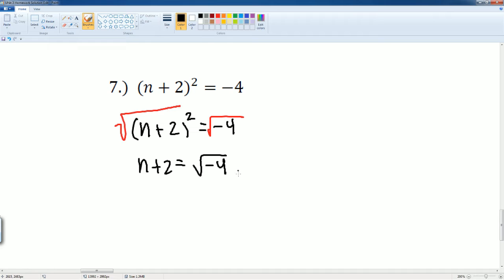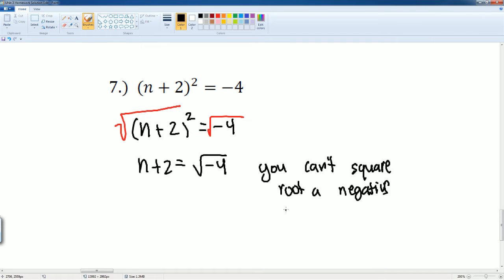Well, here's the problem. In this unit, you can't square root a negative number, okay? You can't do this in this unit. So we're going to stop here, all right? But I'm going to show you what the next unit is.